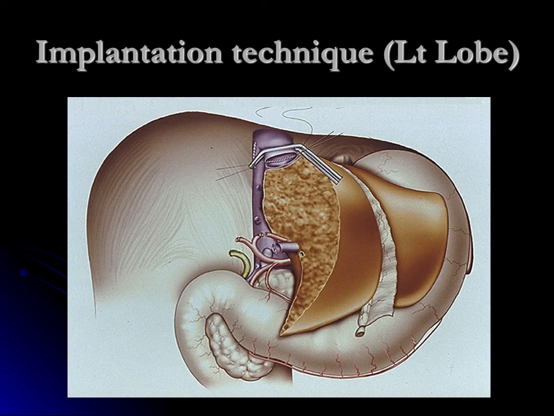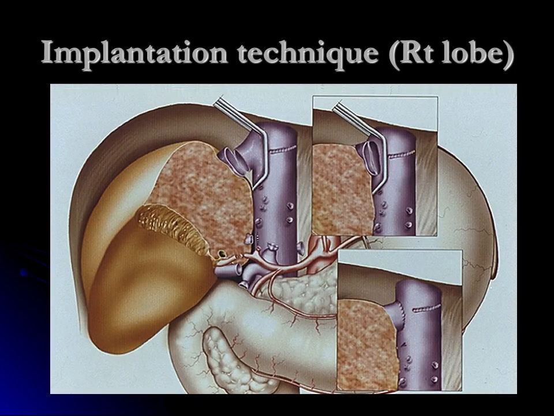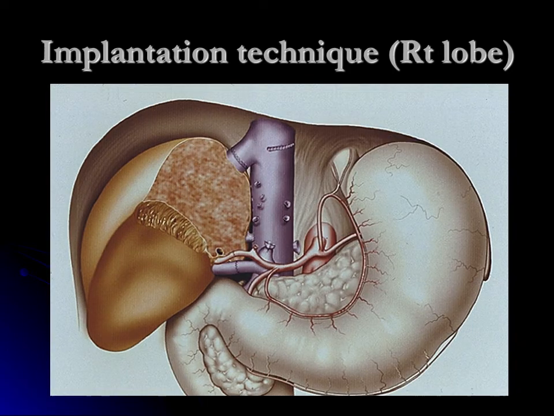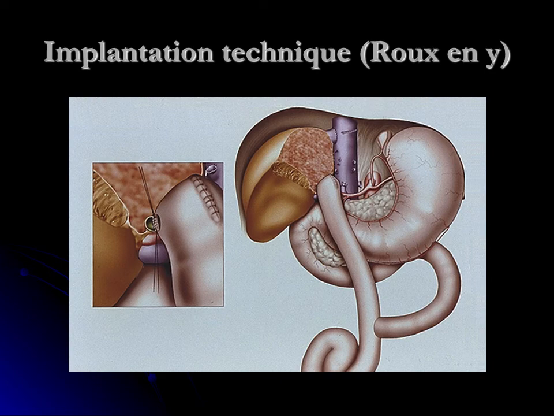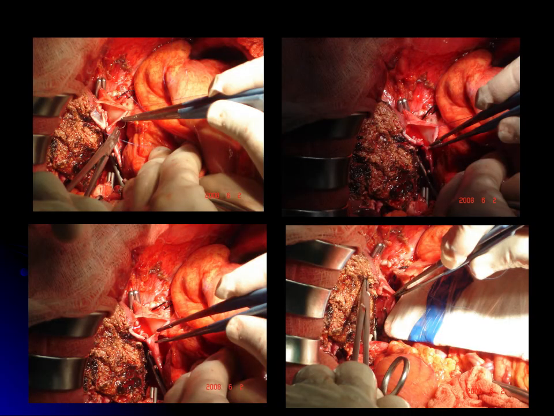As I've said to you, in the case of the left lobe, we start implantation with the hepatic vein, then the portal vein, then the hepatic artery, then the bile ducts. In the same manner for the right lobe: the portal vein, then the hepatic vein, the portal vein, hepatic artery, and the bile duct. The bile duct is done either by hepaticojejunostomy or end-to-end anastomosis with a T-tube as a stent.